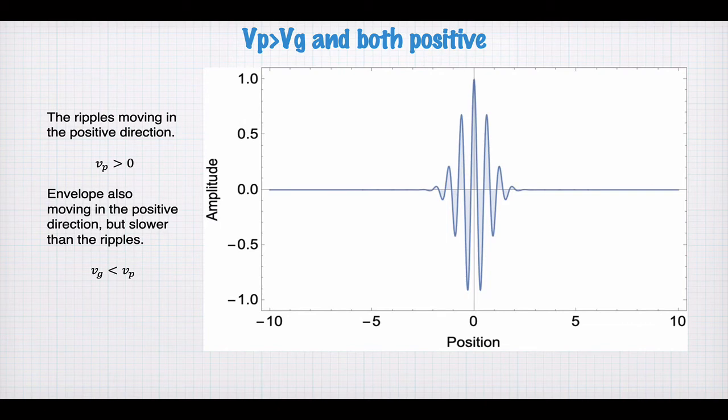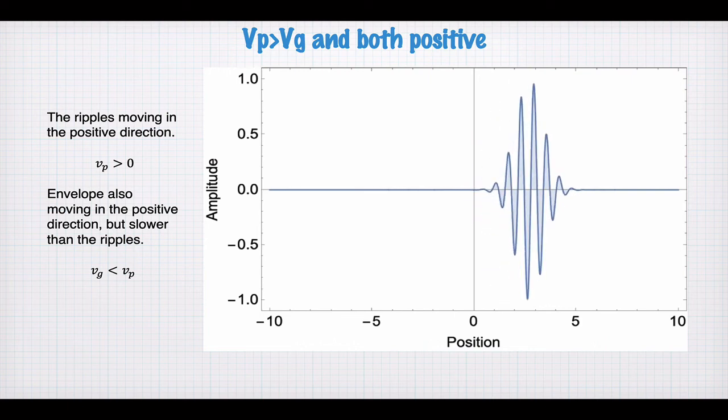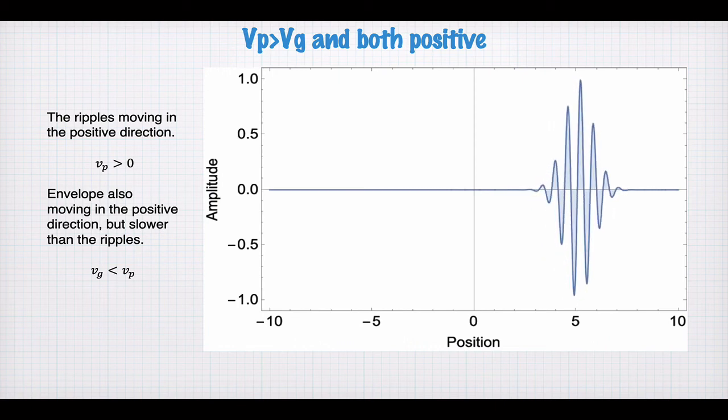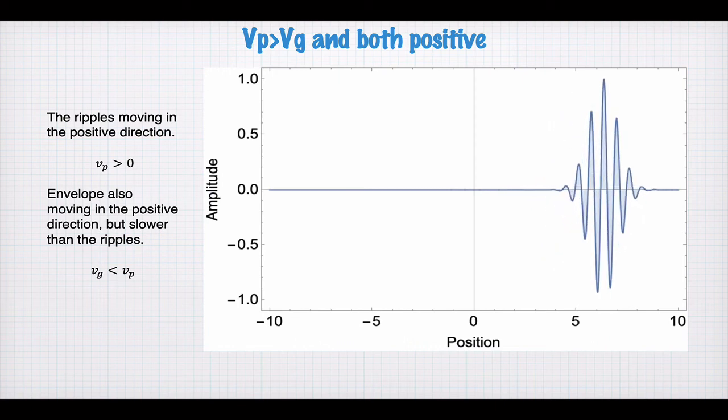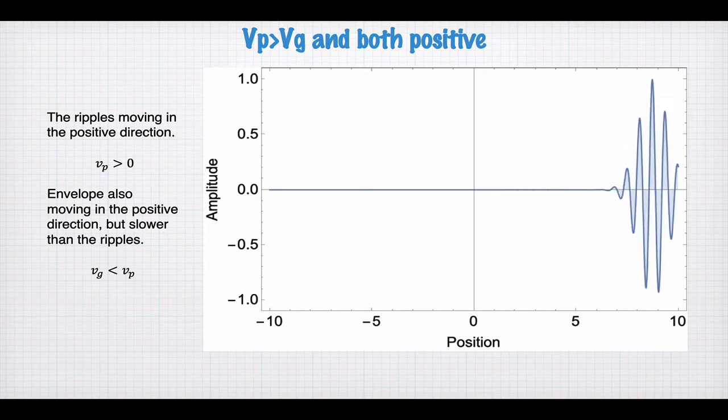In this next example, we switch those roles, so now the phase velocity is quicker, and so you can see the ripples sort of catching up, going through the envelope and moving faster. And so in this case, the derivative d omega dk is less than the ratio of omega and k.